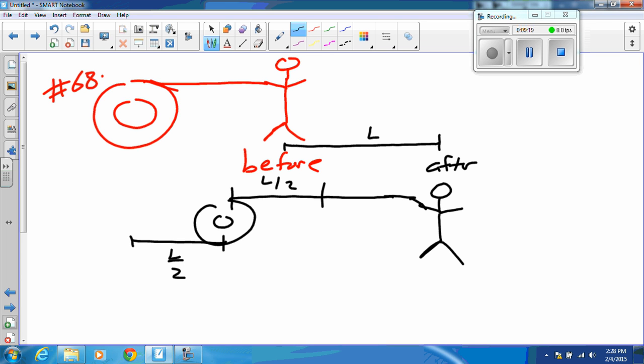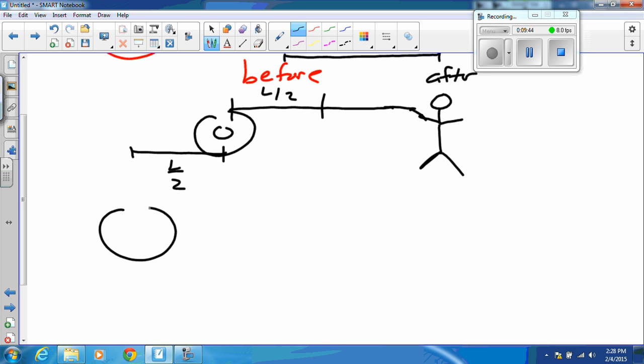Well, if the string comes out L, then that means that the spool itself doesn't move at all. Because the man is moving a distance of L, so if he pulls out L's worth of string, now the string is L longer than it was before, which means that the spool has to be back where it started.